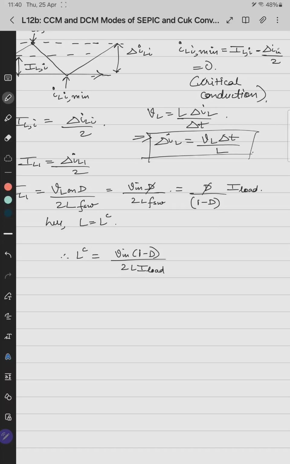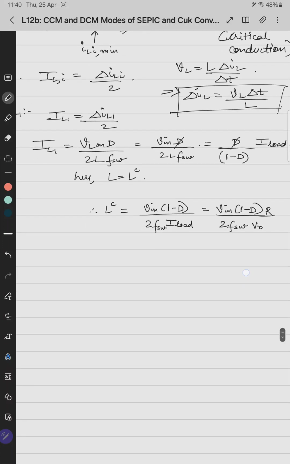L will be V in into 1 minus t by 2 L, no, L won't be here, L will go there, V in into 1 minus t by 2 F switching I load. I load is V naught by R, so it is V naught into 1 minus t divided by 2 F switching. I load is V naught by R.